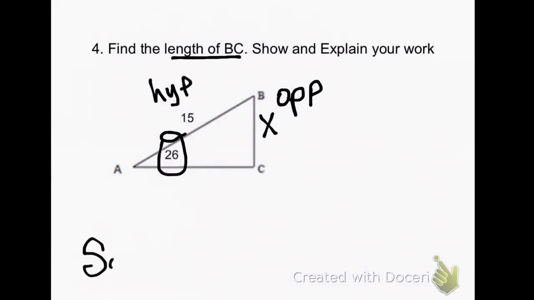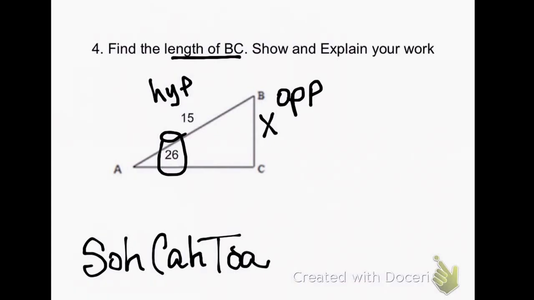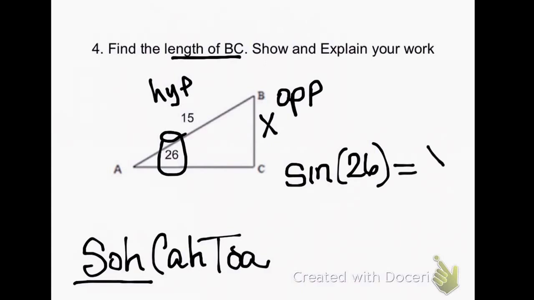We want to use SOHCAHTOA to determine which trig ratio we're going to use. So since I'm comparing opposite and hypotenuse, I set it up like this. So I would say sine 26 degrees. That compares the opposite, which is x, and the hypotenuse, which is 15. I want to set up my proportion, so I put it over 1, and I cross multiply to get my answer.